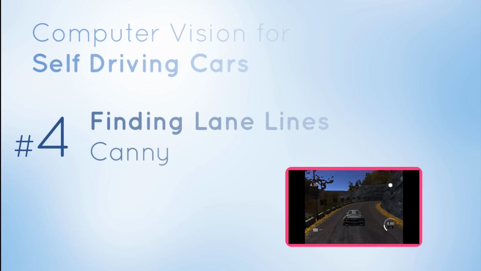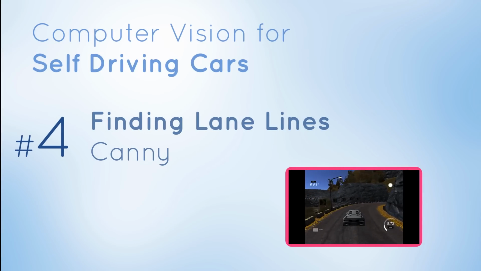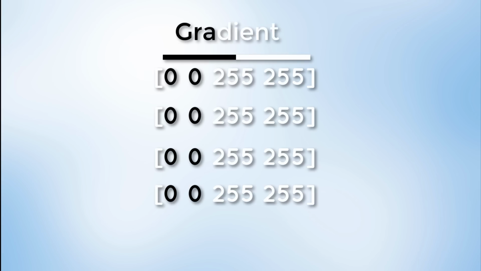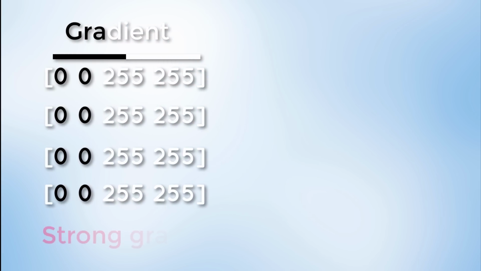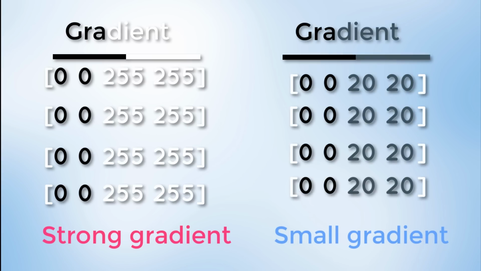In the last lesson, we smoothened our image and reduced noise. Now it's time to apply the canny method to identify edges in our image. Recall that an edge corresponds to a region in an image where there is a sharp change in intensity, or a sharp change in color between adjacent pixels in the image. The change in brightness over a series of pixels is the gradient. A strong gradient indicates a steep change, whereas a small gradient, a shallow change.